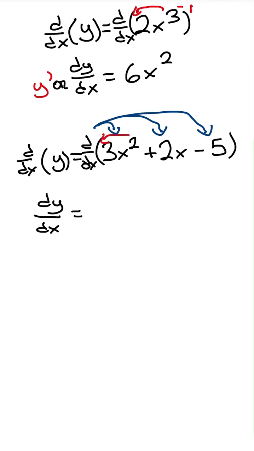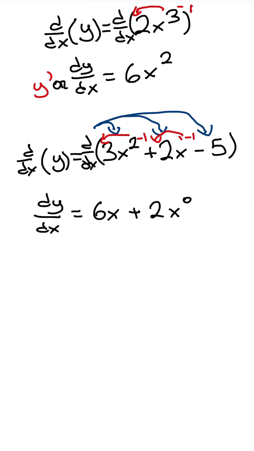2 times 3 minus 1. So we're going to have 6x to the power of 1. We can just write it as 6x. For the second one, we already have a power of 1, so we're going to bring down 1 multiplied by 2 and then subtract 1. So we're going to have 1 minus 1 up here. So we're going to have 2, because we have 2 times 1, x to the power of 0.